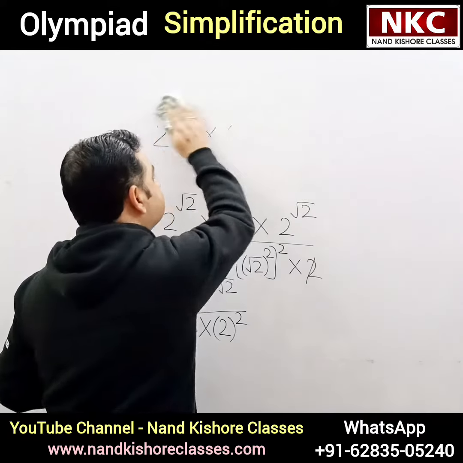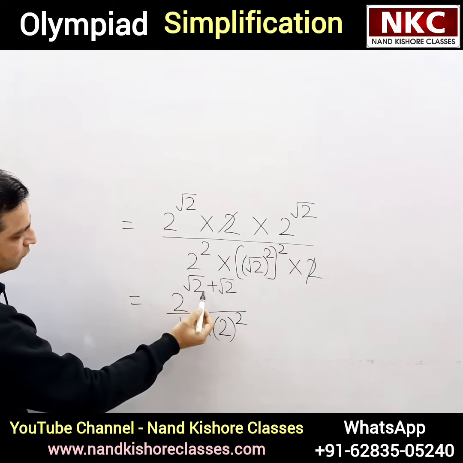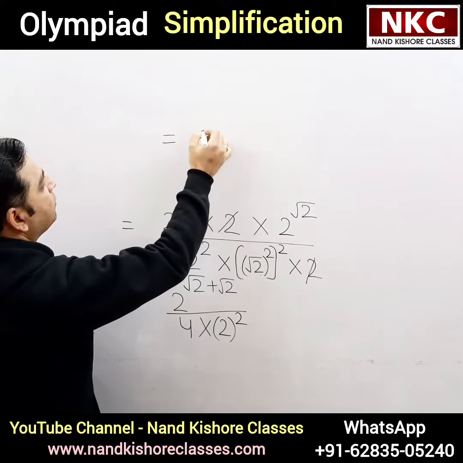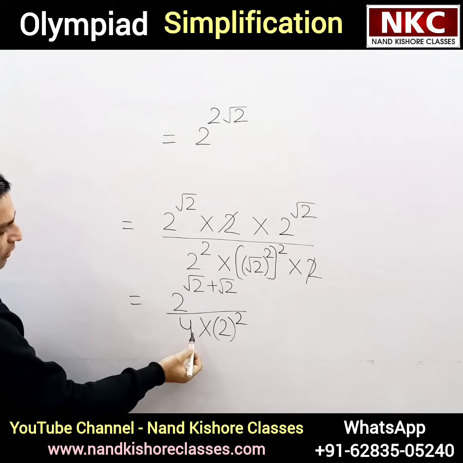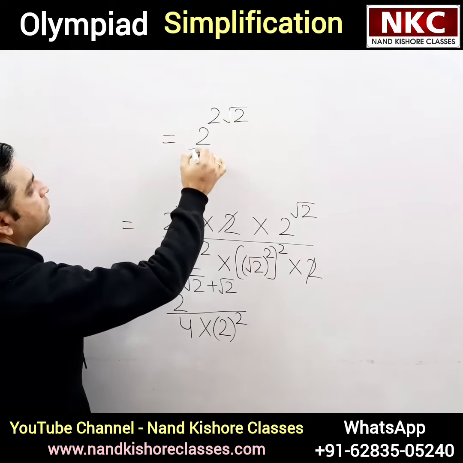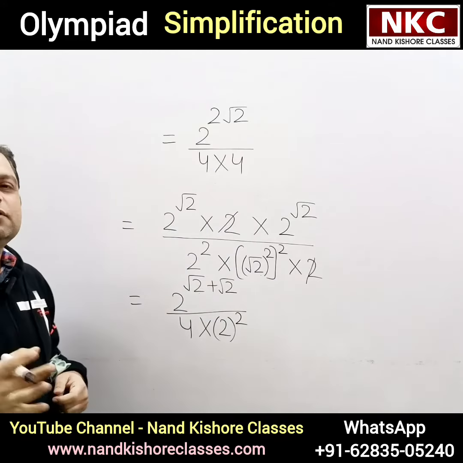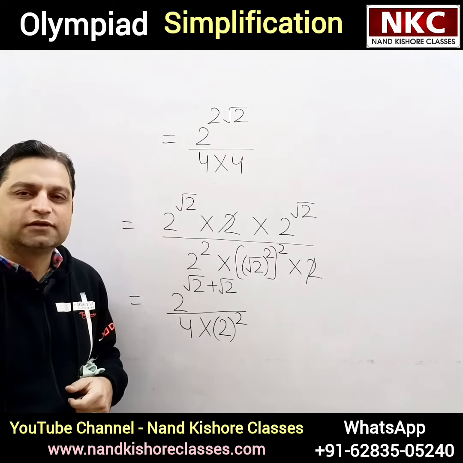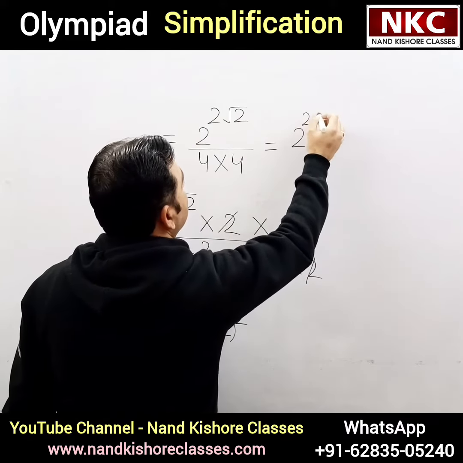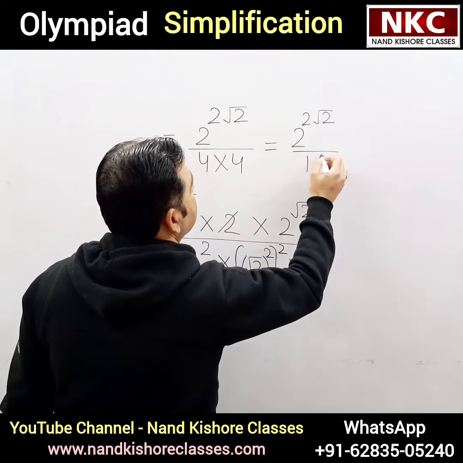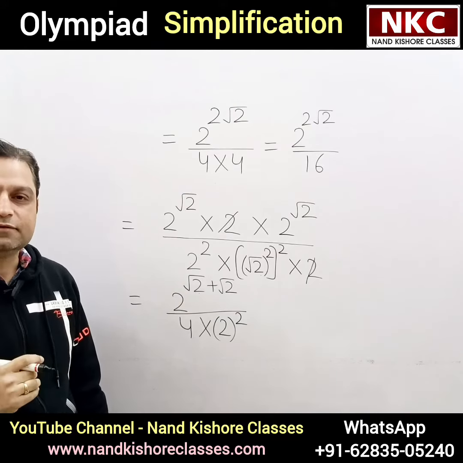Please check it very carefully, and I'm going to continue the question further. At the top, what we can write now, square root of 2 plus square root of 2, it becomes 2 root 2. And this 2 square is 4. So we get 4 times 4 in the denominator. Right? It is not difficult. Just we need to keep on moving step by step. And then we get 2 power 2 root 2 divided by 16. This can be written as the final answer.